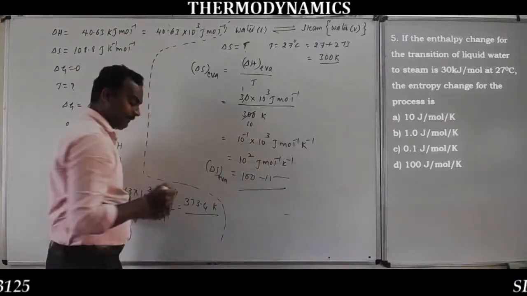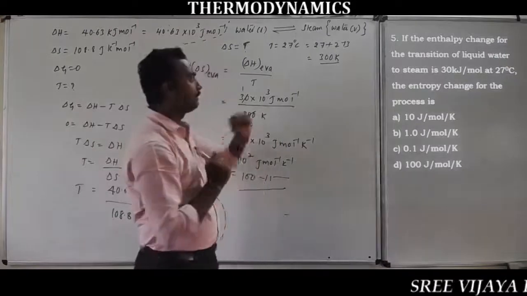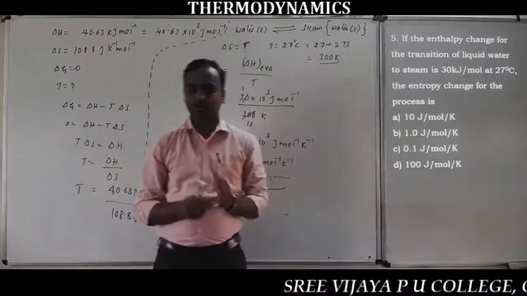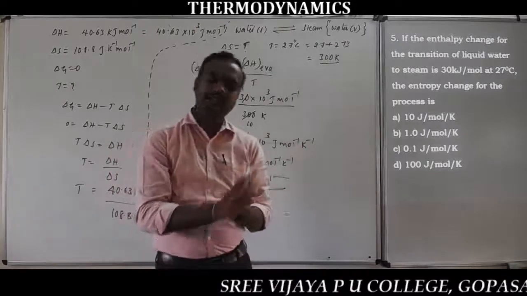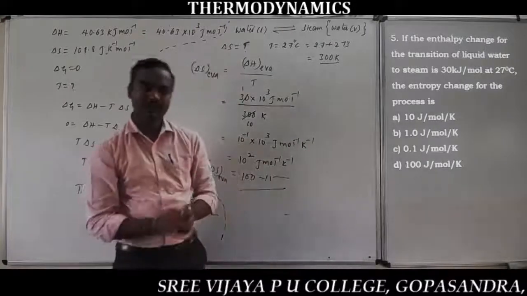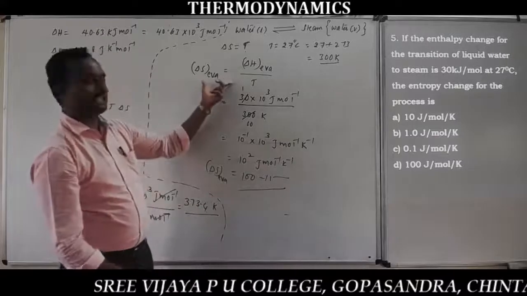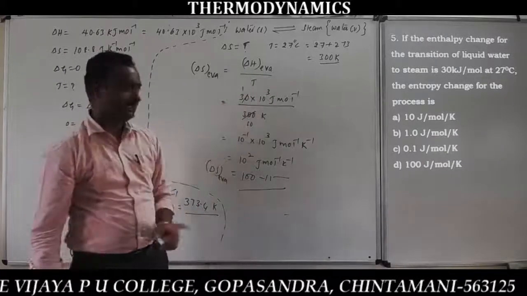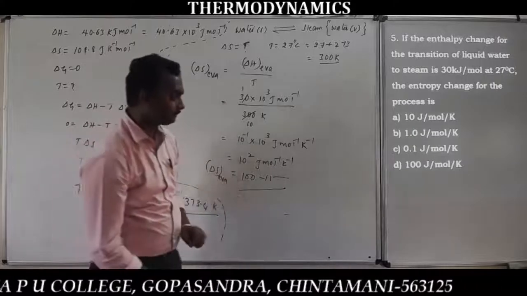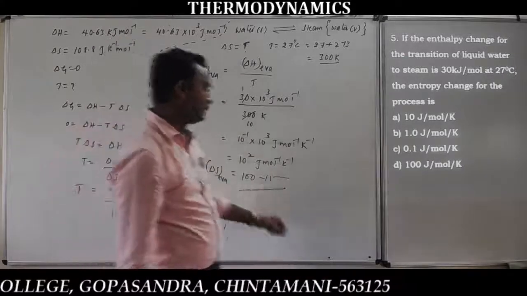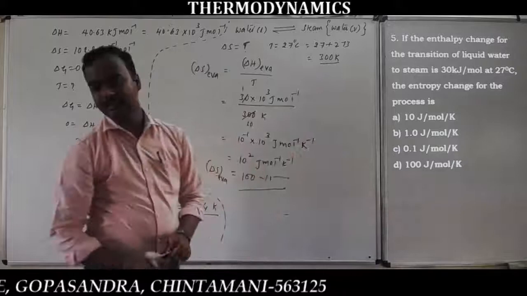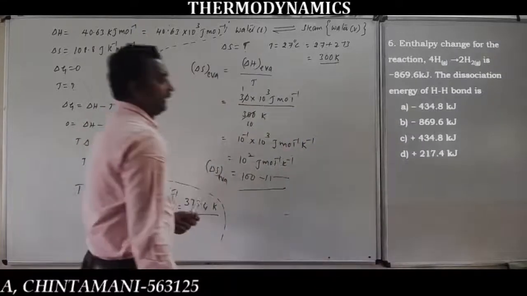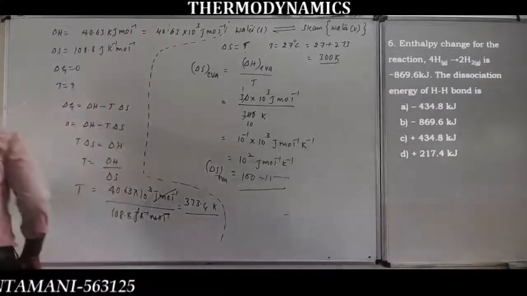How do we know it is evaporation? That is very simple. They are saying water liquid is converted into steam, so liquid is going to vapor state, and definitely that process is called evaporation. Based on that I am going to use this equation: delta S evaporation is equal to delta H evaporation divided by T. Therefore the answer is 100 joule per mole per Kelvin. Option D is the correct answer. That's about the fifth question. Okay, sixth question.